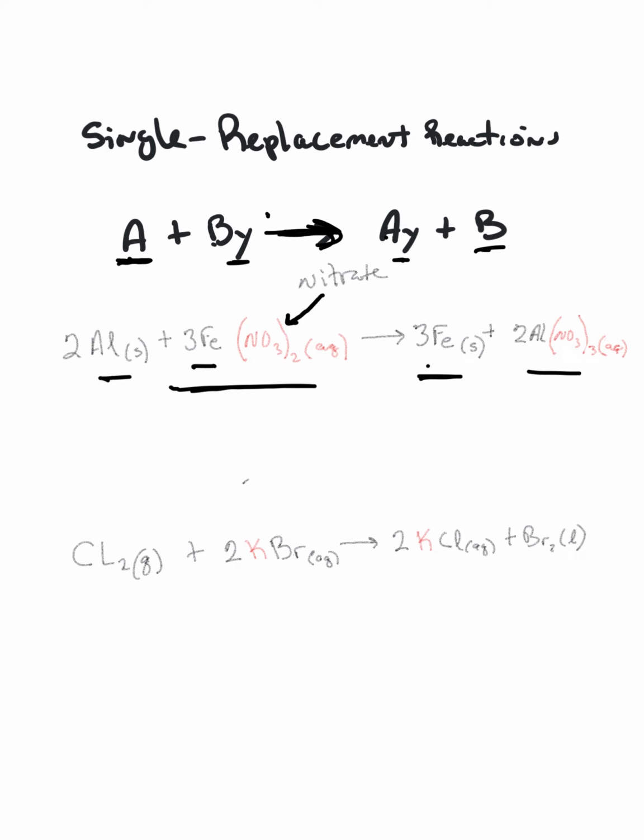Another example is chlorine. So we have chlorine as a gas, plus potassium bromide. And you can see the potassium I put in red, and in the case above I also put the nitrate in red in this reaction up here. So the potassium is combined with or bonded to the bromine, but on the product side, the potassium is now combined with or bonded to the chlorine. And then we have bromine as just a diatomic molecule.